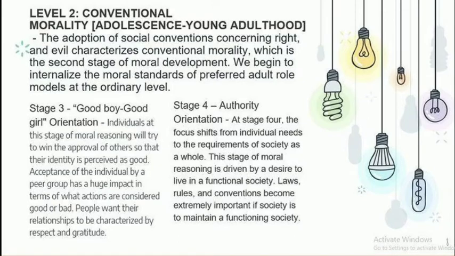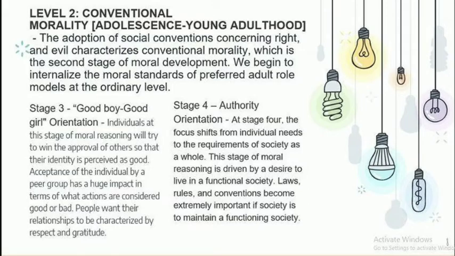For example, they say this, or they say that, or they say I should. So stage 3 of conventional morality is the good boy, good girl orientation. Individuals at this stage of moral reasoning will try to win the approval of others so that their identity is perceived as good. Acceptance of the individual by a peer group has a huge impact in terms of what actions are considered good or bad.